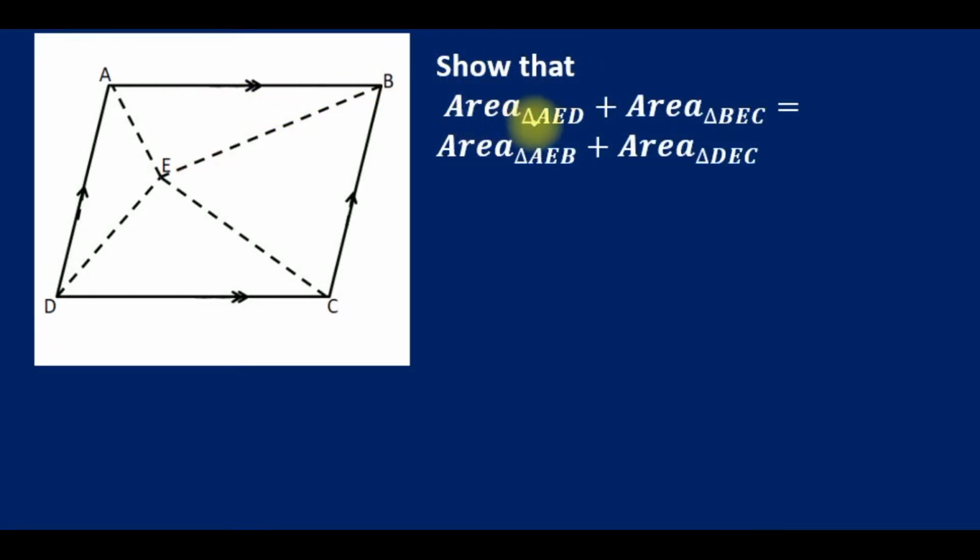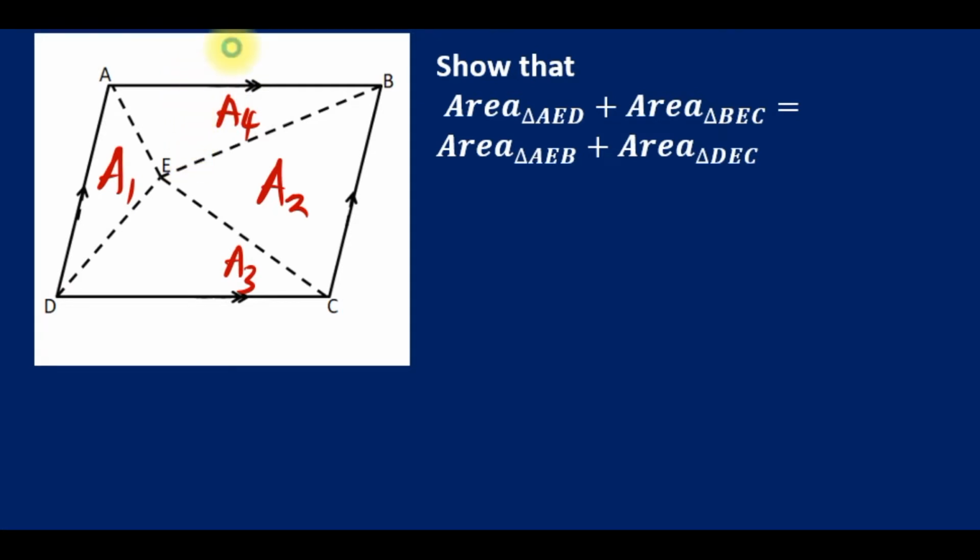Show that the area of triangle AED plus the area of triangle BEC equals the area of triangle AEB plus the area of triangle DEC. So if we call the area of AED A1, this A2, this A3, and finally this A4, we want to prove that if you sum these two opposite areas, it will be the same as the sum of these. We know these are triangles, and the area of a triangle is always half base times height. So we need to locate the height.